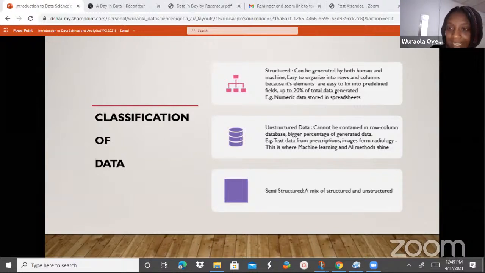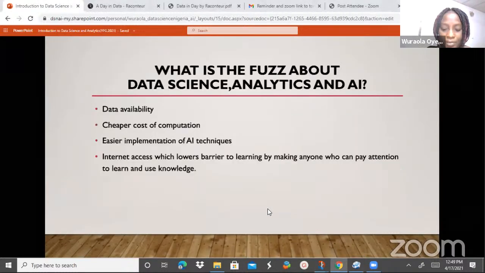Okay, I'm trying to go to the next page. Let me see if it's still present.